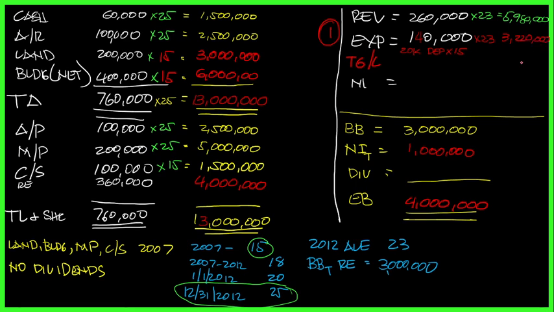Ayaw makisama yung pen ko. Ayan, 3,220,000. Take note, 160 yan ha. Pero ito nga lang, we're going to use historical rate kasi non-monetary item yan. So, 20 times 15, that will be 300,000.